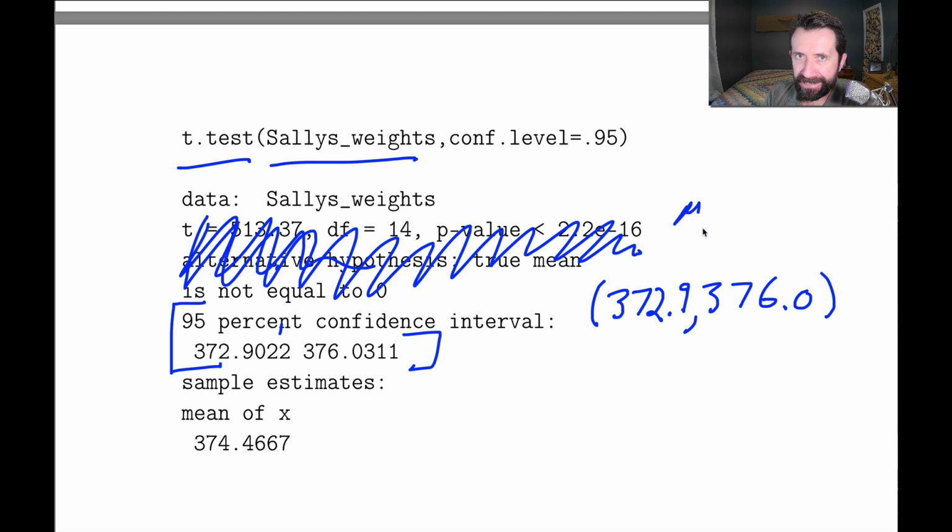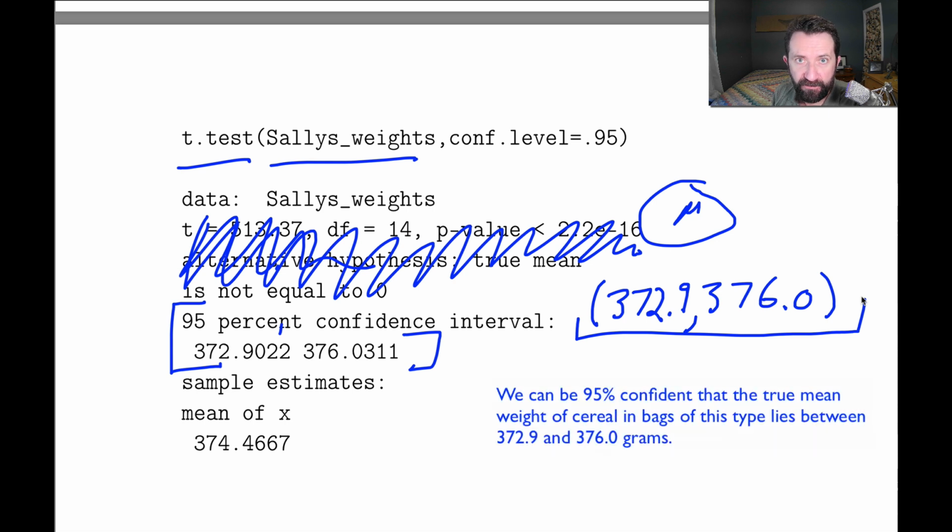But we need to translate that to the practical problem at hand, the practical points of interest here. So what's going on? What is mu? We are trying to estimate the true mean weight of cereal bags of this type. And we've come up with this 95% confidence interval for that. And so mu is the true mean weight of cereal bags of this type. So we could say that we are 95% confident that the true mean weight of cereal bags of this type lies between 372.9 grams and 376.0 grams.